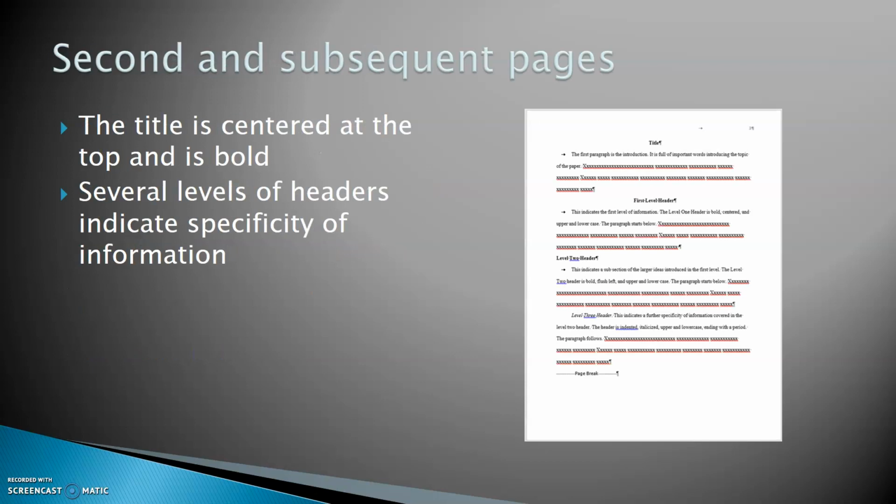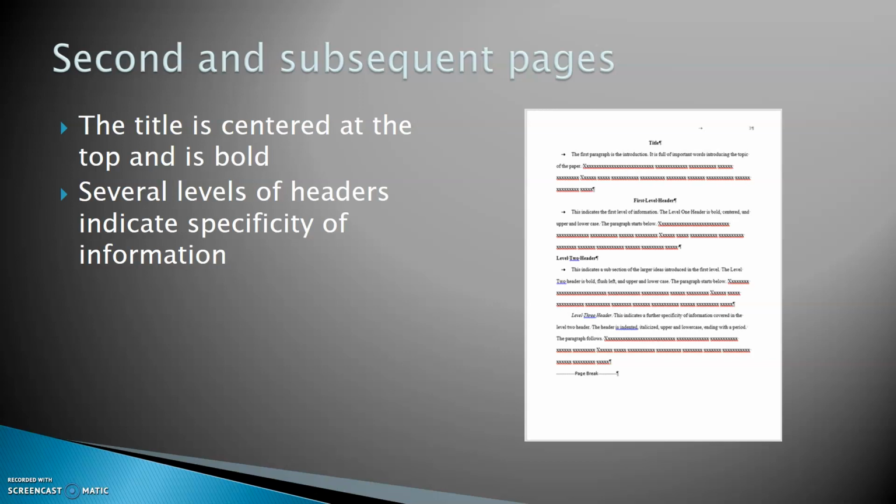Now the second and subsequent pages: if there is an abstract, then you have an abstract as your second page, but then after that is the body of your paper. You'll notice here that in my example, it's page 3, and that's because in the example I was creating, there was an abstract for page 2. But in this case, here's your title again, and once again, it's bold. And you'll notice that here are the different headers.